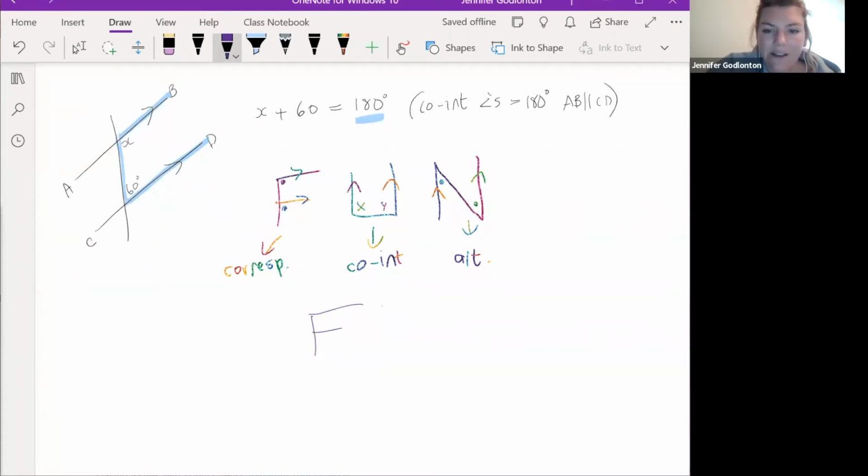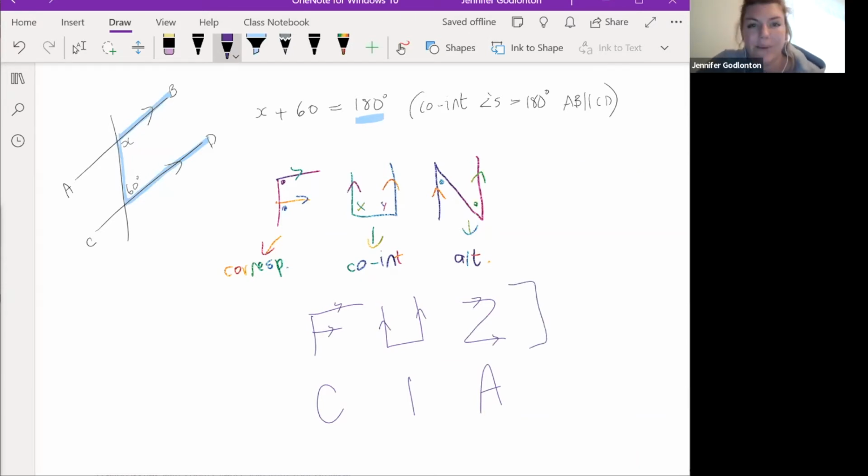So instead of writing fun, I used to write the word fuzz, and then underneath it was CIA. If you watch a whole bunch of corny old sitcoms, the fuzz is what the British call the police. And then the CIA is obviously the CIA from America. So I always thought about it as fuzz and CIA. The F was corresponding, the U was interior, and the Z was alternate. So I learned it as fuzz CIA. You could also see it as fun CIA, but if that helps you, it helps you. If it doesn't help you, just ignore it.